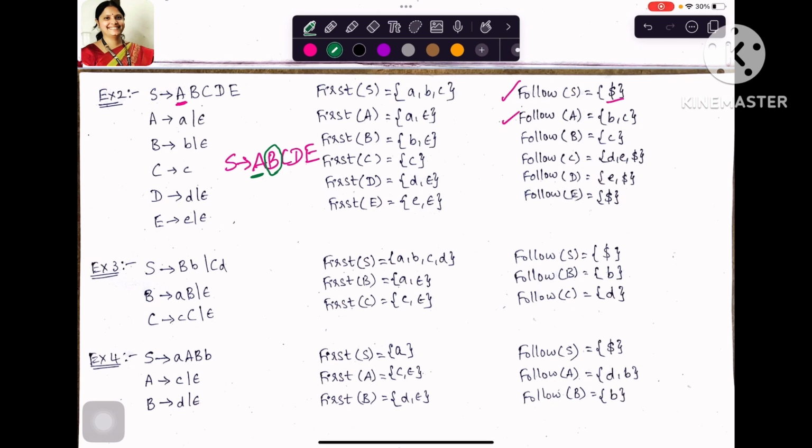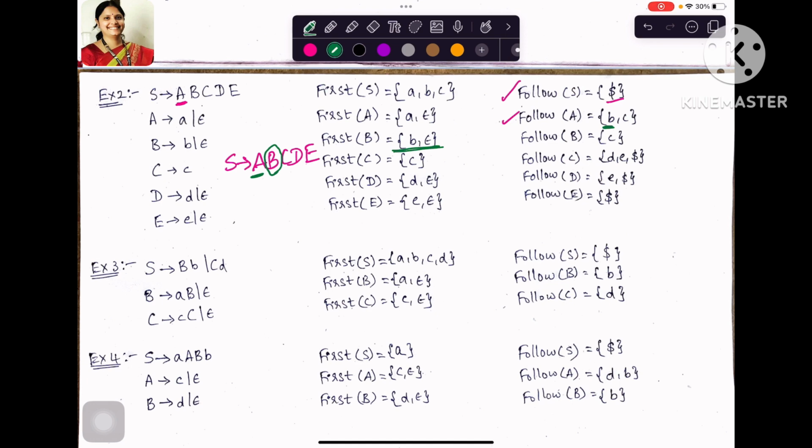B is a non-terminal, so we should not directly write it in the result. What we have to do is calculate the first of B. Already we have calculated the first of B. First of B is B comma epsilon. So for follow of A, we can write B in the result, and epsilon should not be present in the follow.